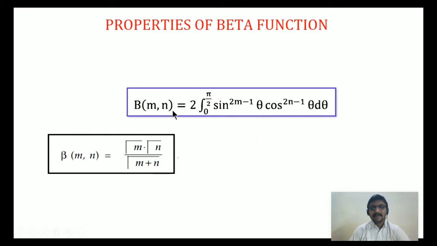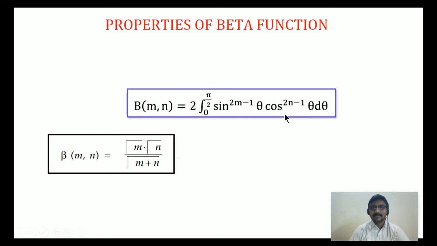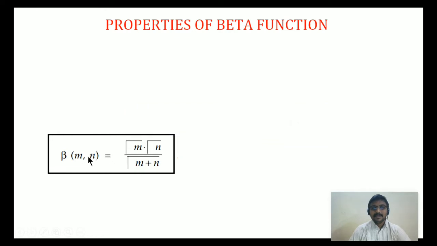Beta of m, n is 2 into the integral from 0 to pi by 2 of sine power 2m minus 1 theta cos power 2n minus 1 theta d theta. Beta of m, n is gamma of m into gamma of n upon gamma of m plus n. So it is the relation between beta and gamma function.